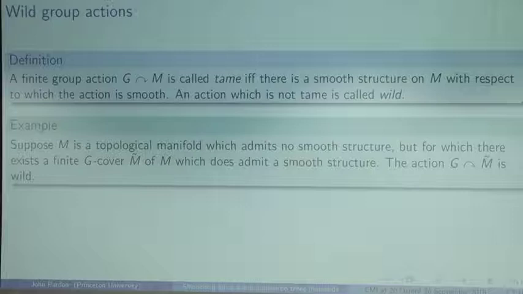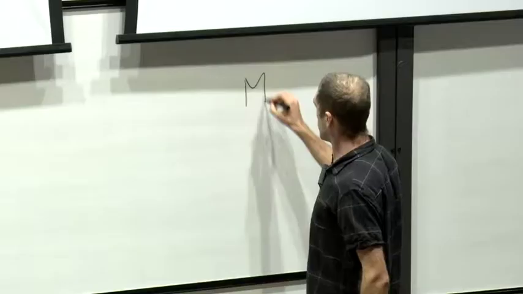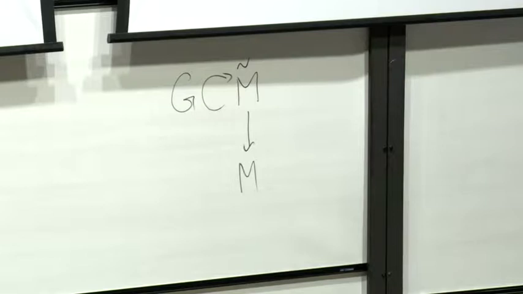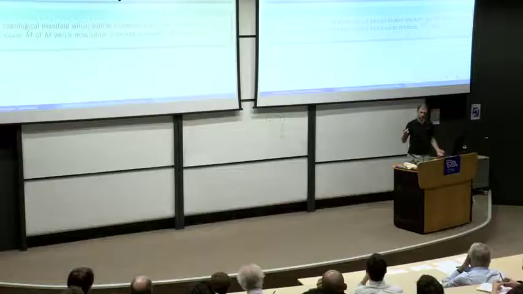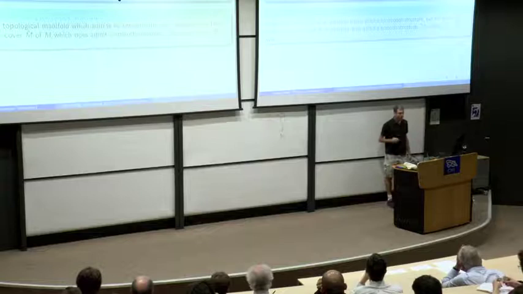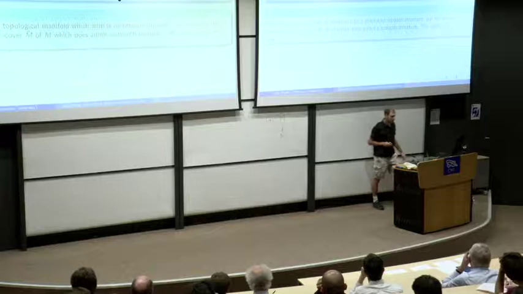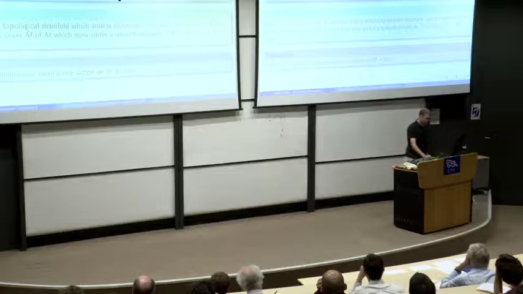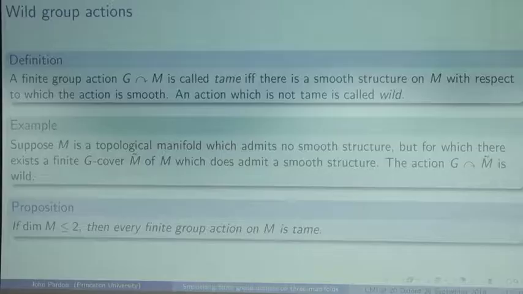Then I claim the action of the deck transformation group on the covering is wild. Why is this? Well, if you had a smooth structure on M tilde which was invariant under G, you'd get a smooth structure on the quotient, which we assume not to exist. Okay, great. So there are plenty of wild actions in high dimensions, even ones which are free. Locally, there's nothing wrong with this action at all. It's a free action. And in very small dimensions, all actions by finite groups are tame. Okay, so now I want to concentrate on dimension three.